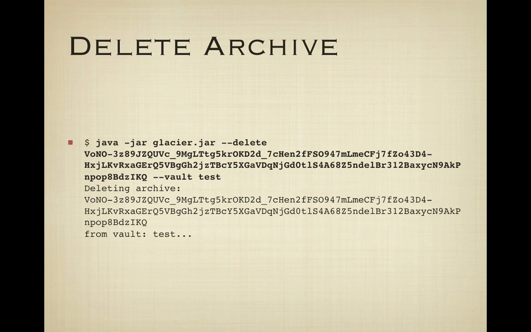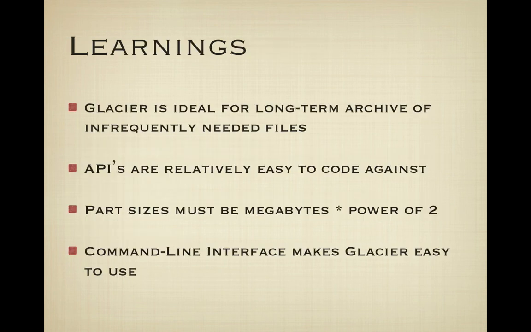If I had immediately listed the contents of my archive right after this delete, you would not see an actual change. But after the process does complete 3 to 4 hours later, my archive would then be shown as deleted from my vault. So what did I learn from this process? Glacier is actually ideal for long-term archiving of infrequently needed files, and is actually a really good fit for the type of data that I'm trying to store.